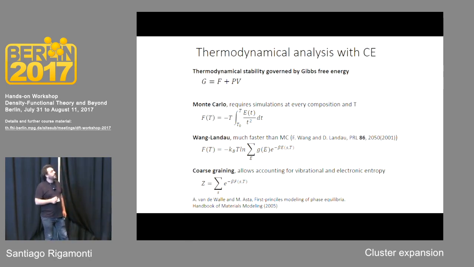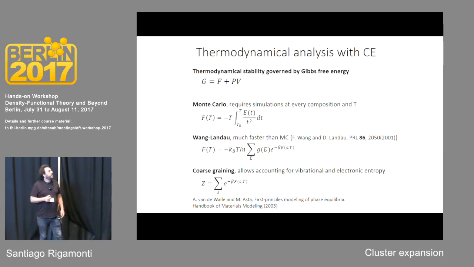This can be avoided by another method that is also implemented in our code, called the Wang-Landau method. In the Wang-Landau method, you find the configurational density of states, represented by this quantity, which does not depend on temperature. So instead of making several Monte Carlo simulations at different temperatures, you have to do a single simulation to find this quantity, and then you can find the free energy at arbitrary temperatures.